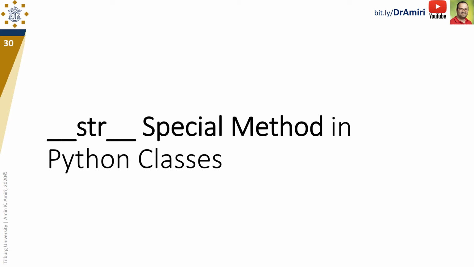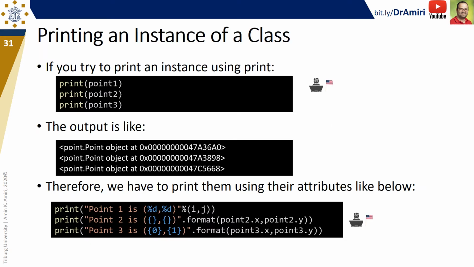In this video, I will explain the special method dunder_str in Python classes. If you try to print instances of a class, you get weird outputs. For example, if you try to print the points that we created in the previous videos, like point 1, point 2, point 3, which are instances of the class Point, you get an output like this.